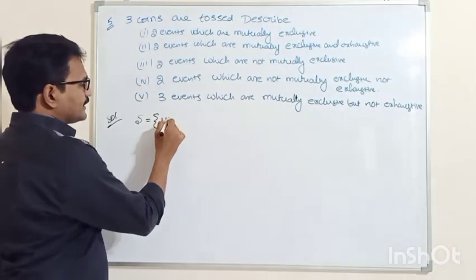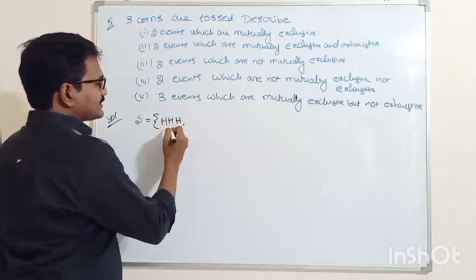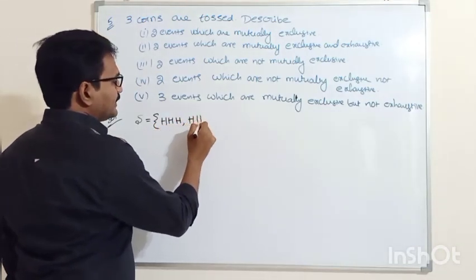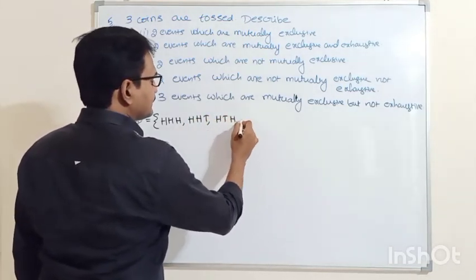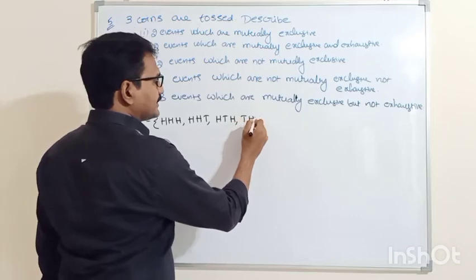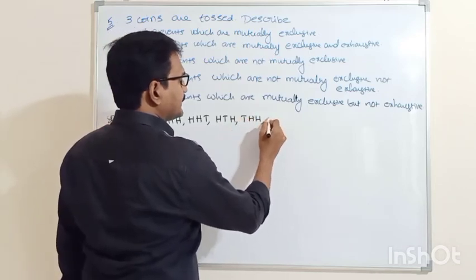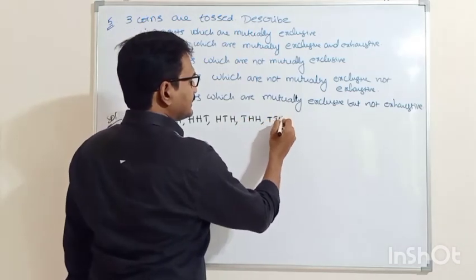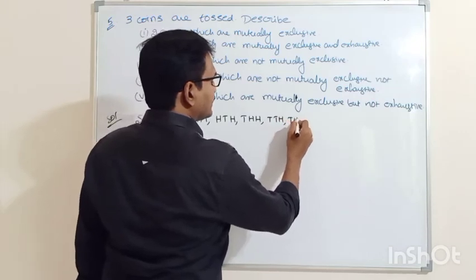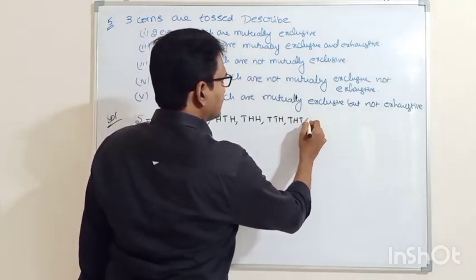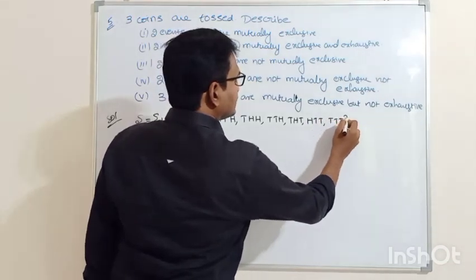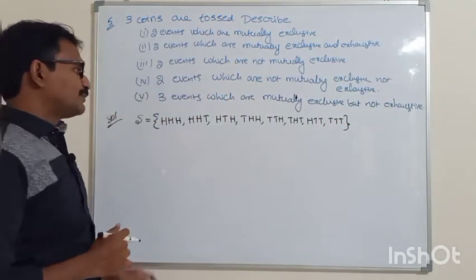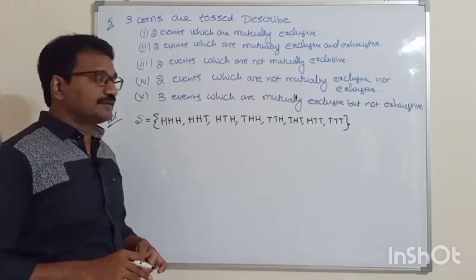Sample space is either triple H, or HHT, or HTH, or THH, or TTH, or THT, or HTT, or triple T. So these are the sample points when 3 coins are tossed.